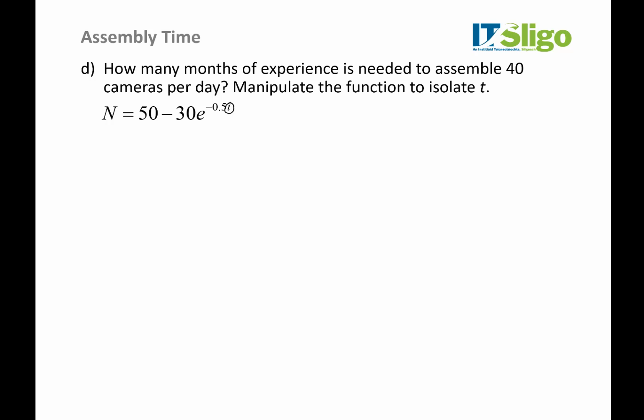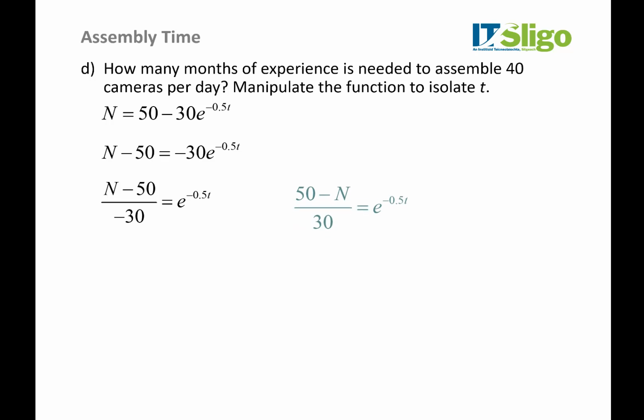Get rid of the 50 first, subtract 50 from both sides. Now divide both sides by minus 30. Now what I'm going to do, guys, is multiply on this left hand side, top and bottom, by minus 1. And what essentially happens is, notice the n becomes a minus. Everything that was a minus is a plus, and vice versa. And then we just write the 50 at the front, because that's good manners in maths. So I hope you'll accept that they're the same.